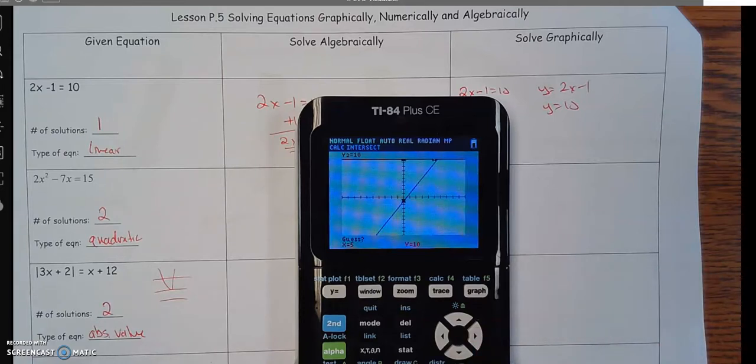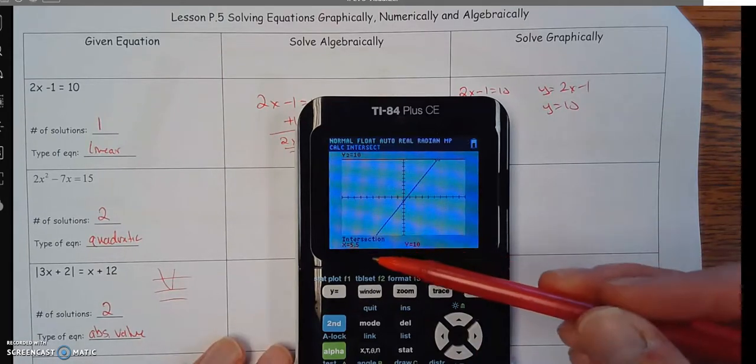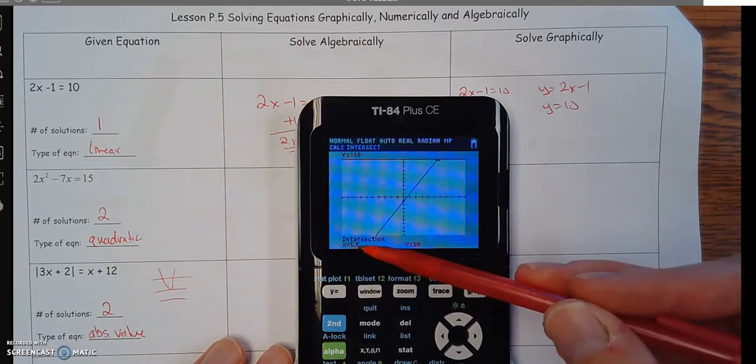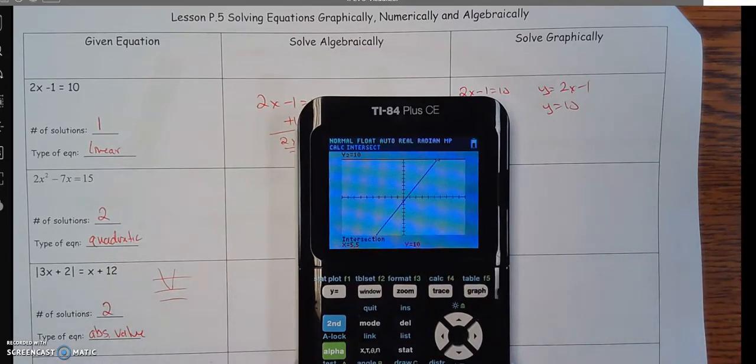If it intersects twice, you got to be closer to the one you're looking for. But here, there's only one intersection anyway. And notice, right there, x is 5.5. So both ways you do it, you get 5.5 for an answer.